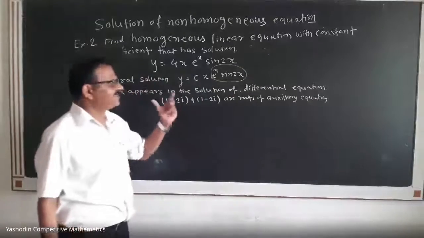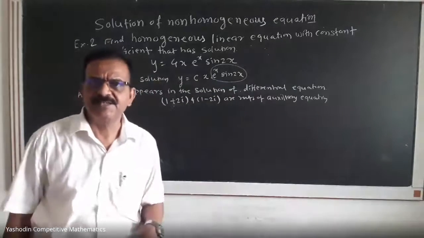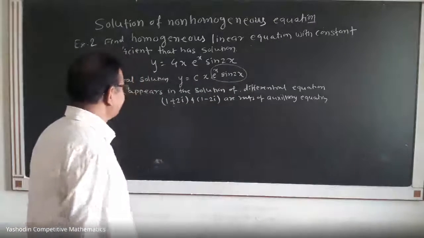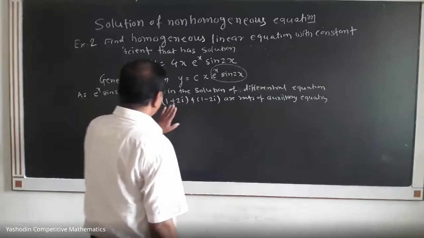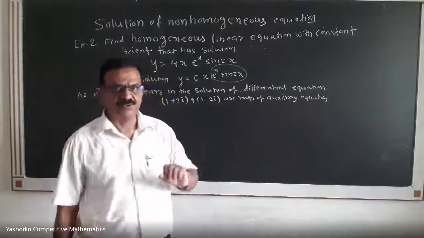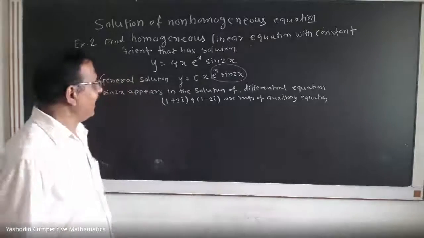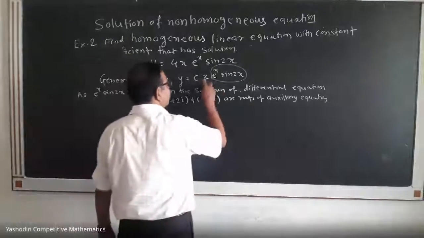E raised to x sin 2x, this term is in the solution, and this term implies that 1 plus 2i and 1 minus 2i are the roots of the auxiliary equation. And the coefficient of this term is x.